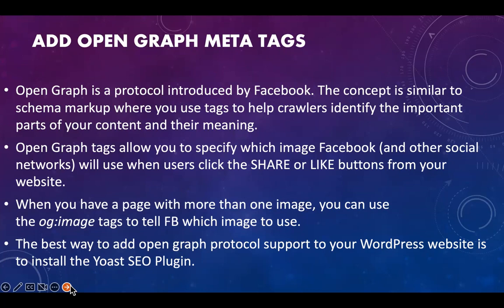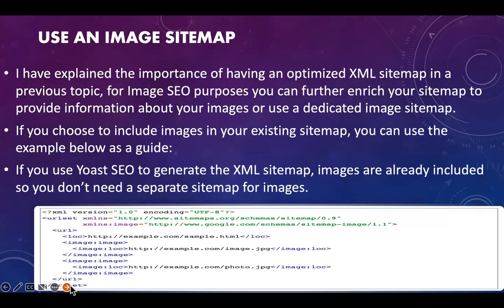So you can also use an image sitemap. I've explained the importance of having an optimized XML sitemap in the previous topics. For image SEO purposes, you can further enrich your sitemap to provide information about your image, or use a dedicated image sitemap. If you choose to include images in your existing sitemap, you can use the example below as a guide. If you use Yoast SEO to generate an XML sitemap, images are already included, so you don't need a separate sitemap, depending on what tool you use.